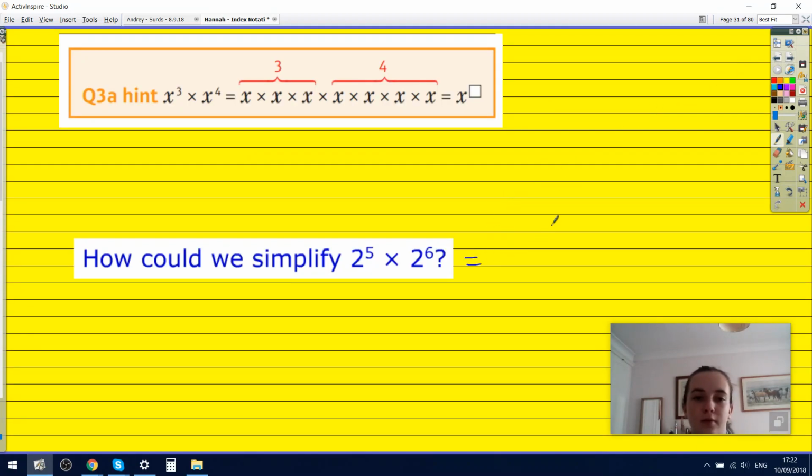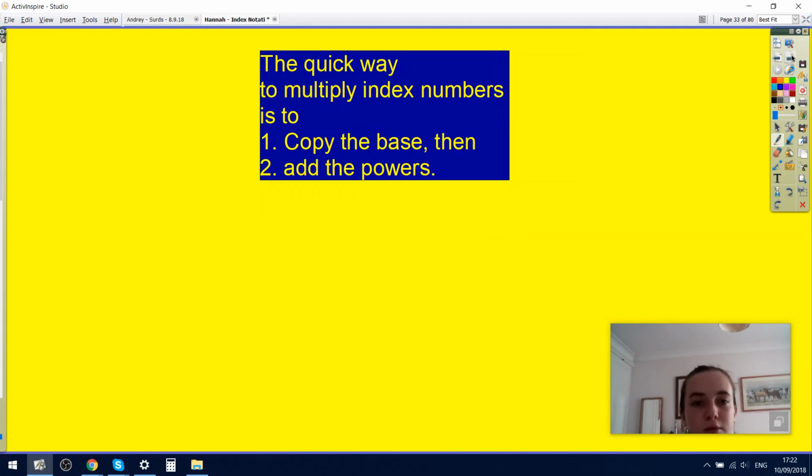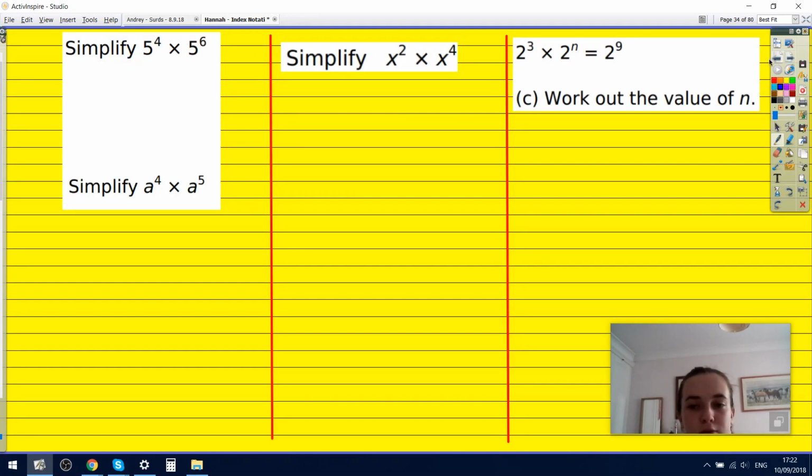What's the answer here? 2 to the 11. Yeah. What would be the middle one? x to the 6. And the one on the right?